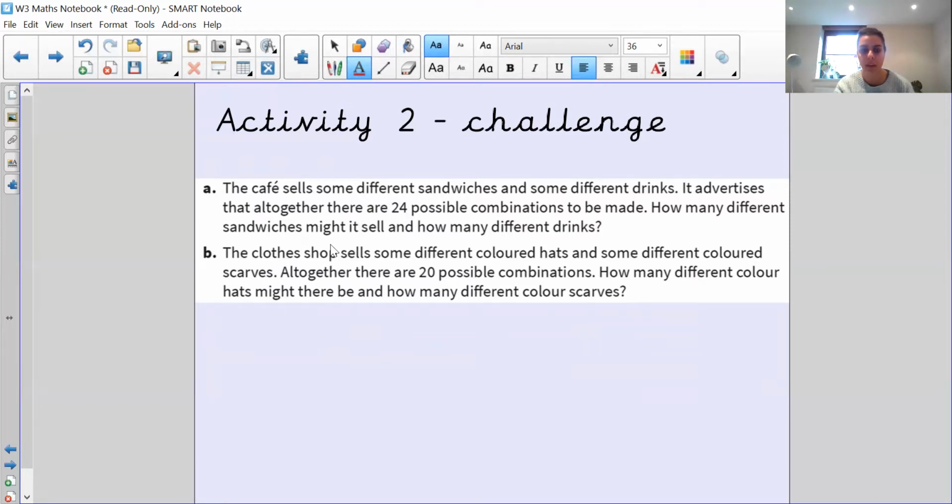And the next one says the clothes shop sells some different coloured hats and some different coloured scarves. Altogether, there are 20 possible combinations. How many different colour hats might there be and how many different coloured scarves? Again, have a think about what numbers go into 20.